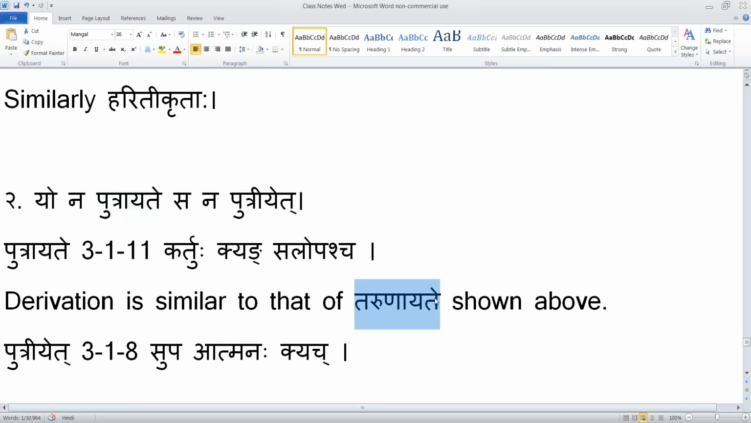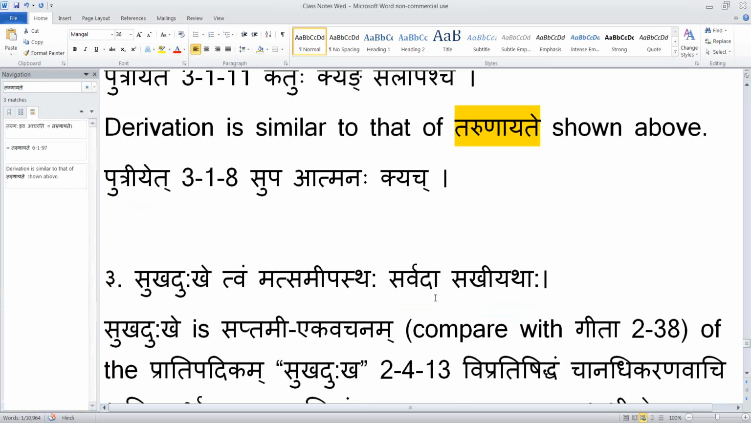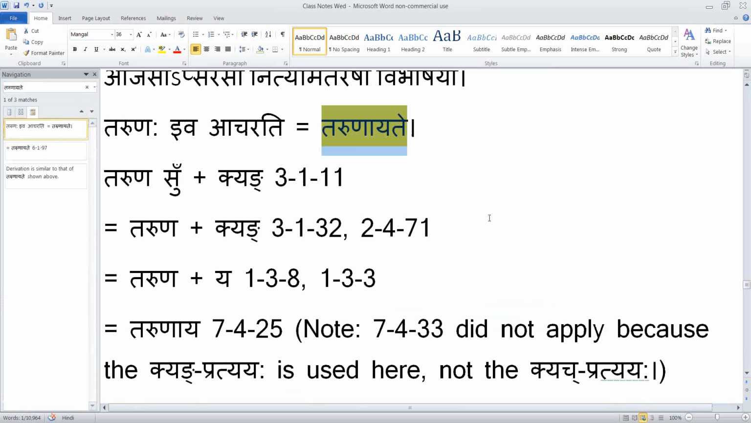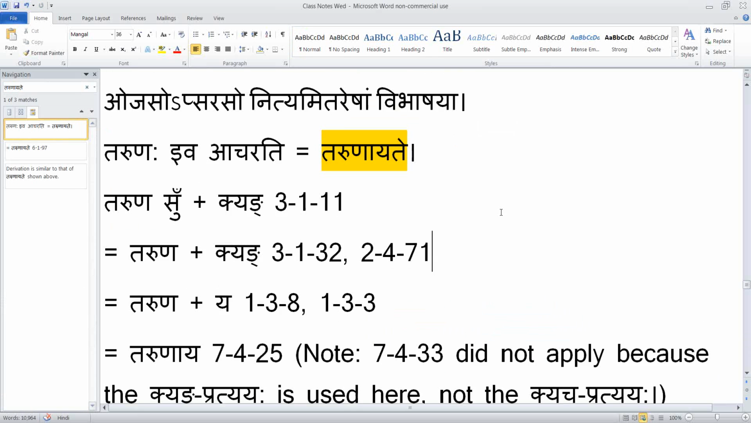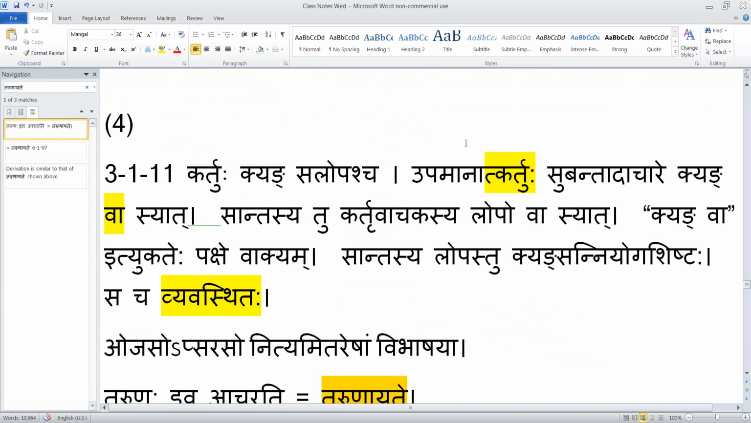One who behaves like one who's young. Tarunayate. Let's look at it very, very quickly. These are all just practicing. We have already seen all these forms. Taruna iva acharati tarunayate. So it says that. So taruna plus, so this sutram was the upamana kartuh.